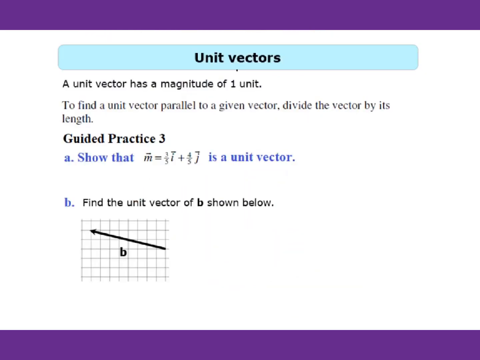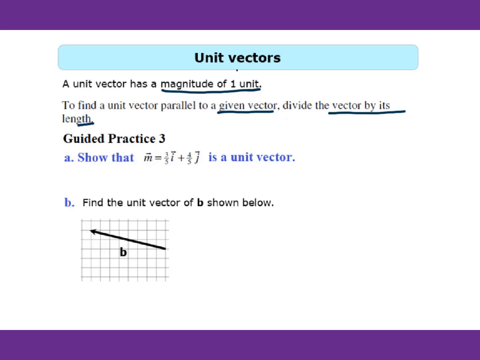Then there is a definition for unit vectors. A unit vector has a magnitude of 1 unit, which means the length of the vector is 1. To find a unit vector parallel to a given vector, divide the vector by its length. Let's go to guided practice 3.